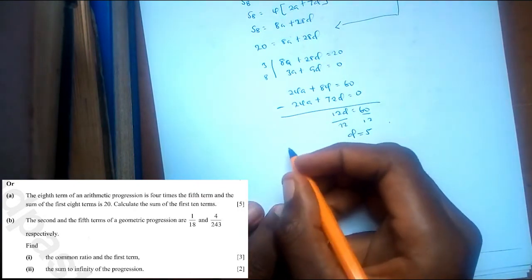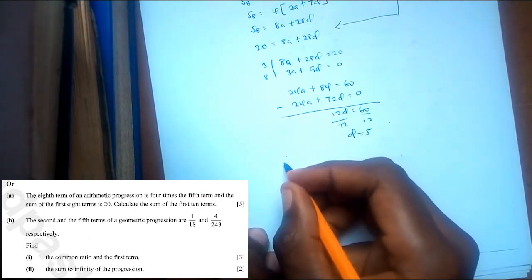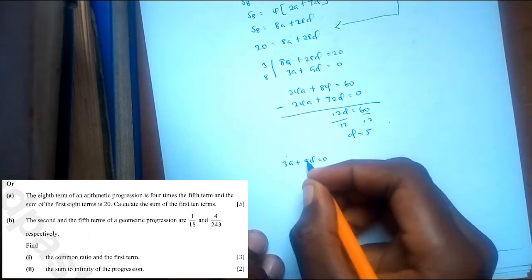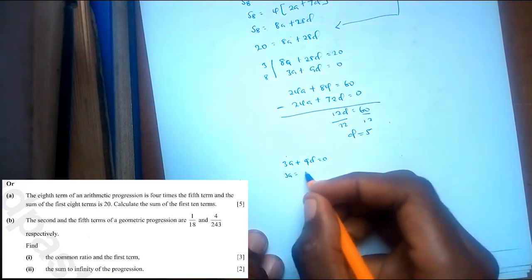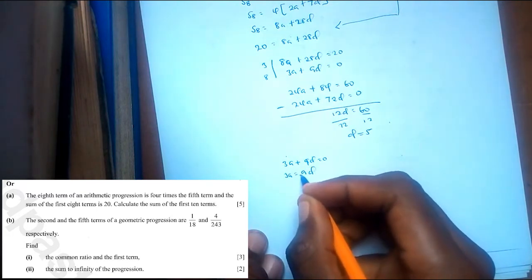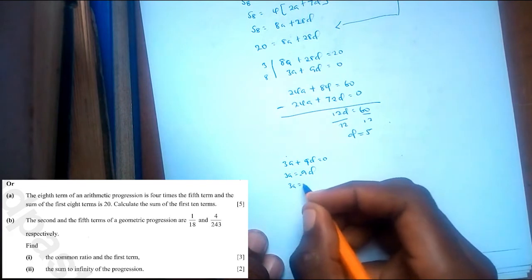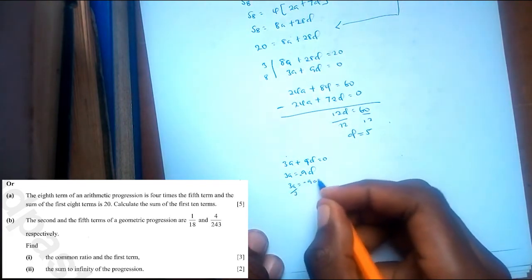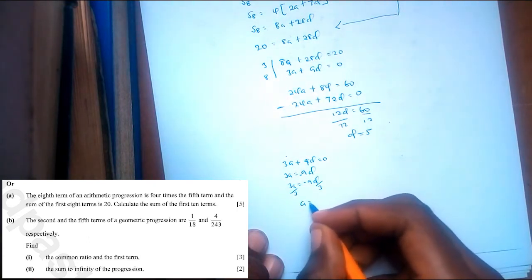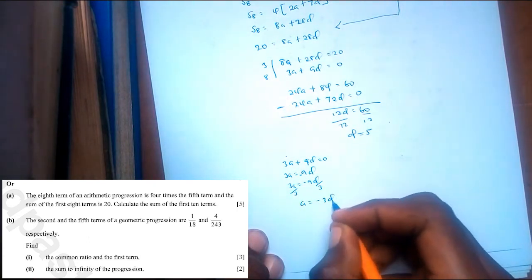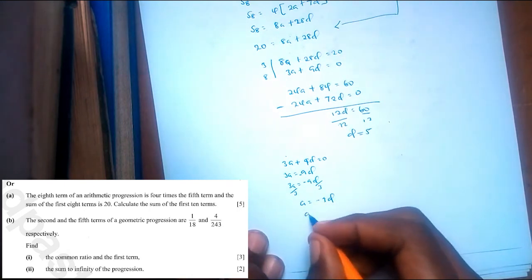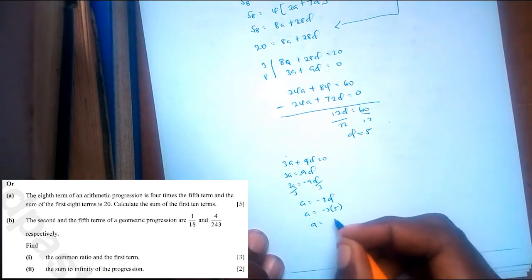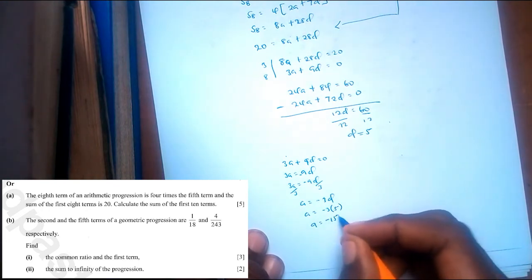Then I'll substitute in this equation 3a plus 9d is equal to 0. So 3a is equal to negative 9d, oh sorry, negative 9d. 3a is equal to, over 3, negative 9d over 3. a is equal to negative 3d, that is a. So a is equal to negative 3, d is 5, so a will be equal to negative 15.